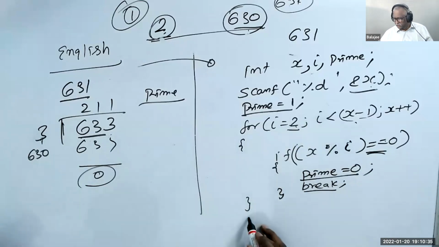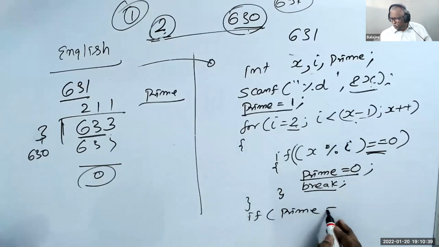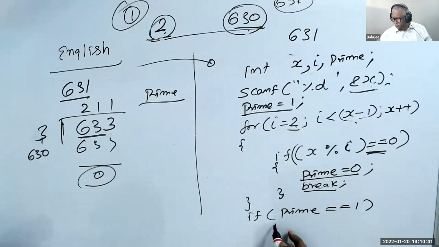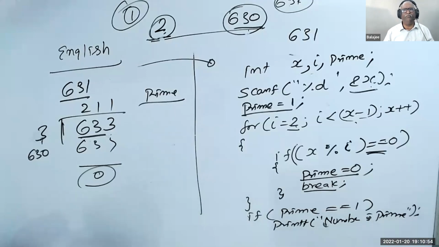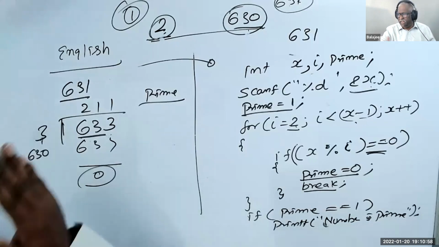Then I say if prime equal to 1, then printf "number is prime". Understand now how I'm finding it out? What I write here, I do the same thing here.